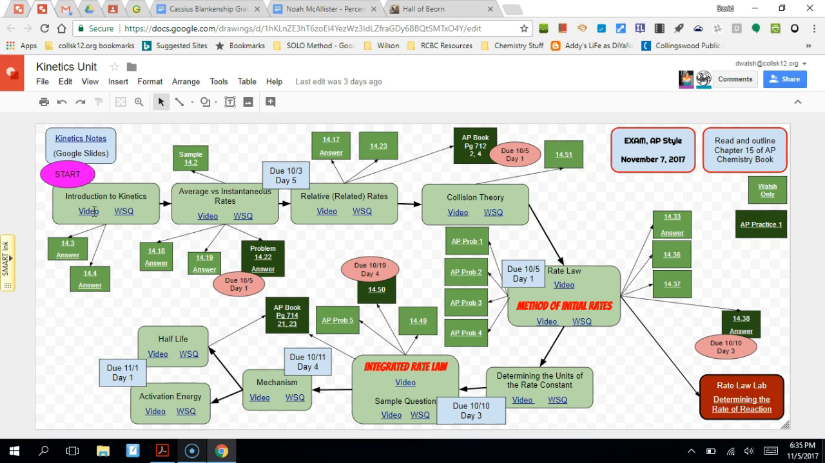Now, if I were studying, I would know a lot of these topics as we go around. But as I have said in the past, these topics, the method of initial rates and the integrated rate law, are the topics that are really going to be focused on in terms of probably counting for the most possible points on the exam. I'm going to ask definitely at least one method of initial rates and one integrated rate law question in the open-ended section.